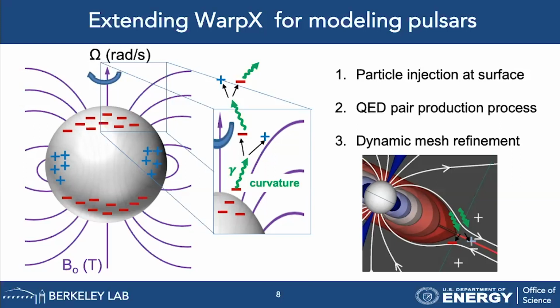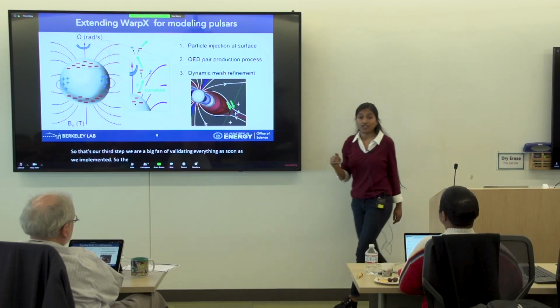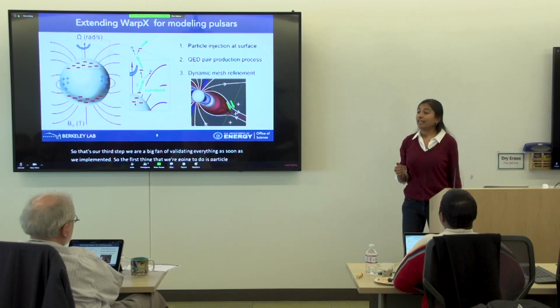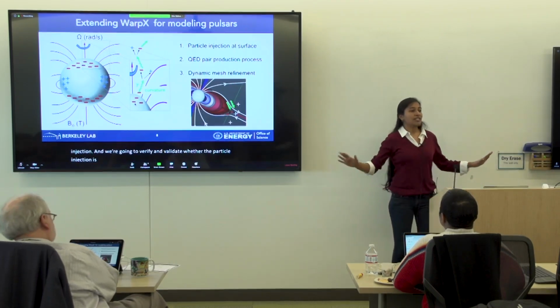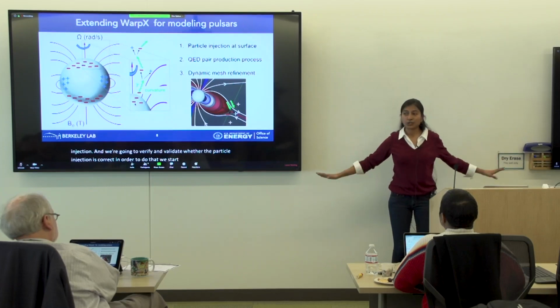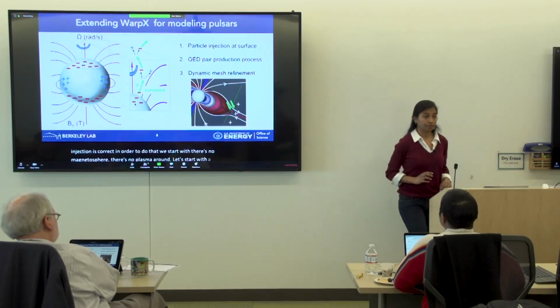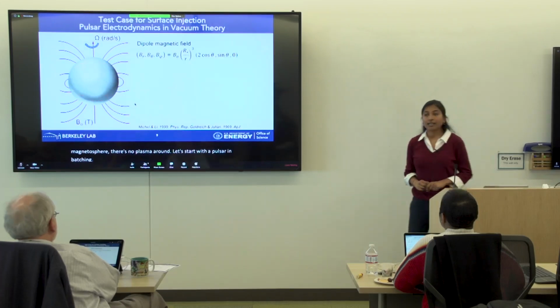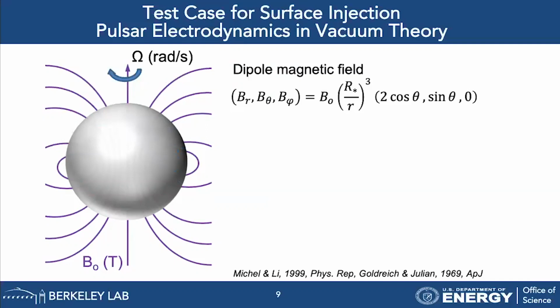We're big fans of validating everything as soon as we implement it. So the first thing that we're going to do is particle injection, and we're going to verify and validate whether the particle injection is correct. In order to do that, we start with no magnetosphere, no plasma around. Let's start with a pulsar in vacuum. The theory for vacuum is very well known. It was developed in 1969, within 2 years after pulsars were discovered.